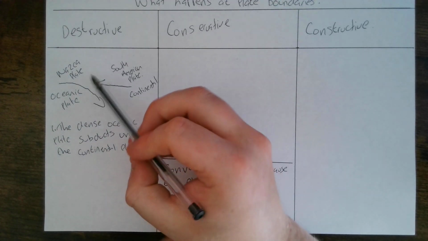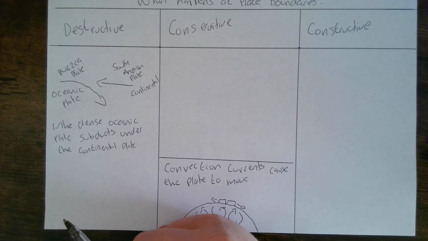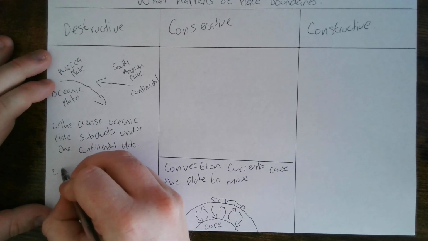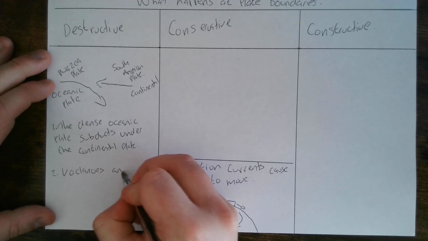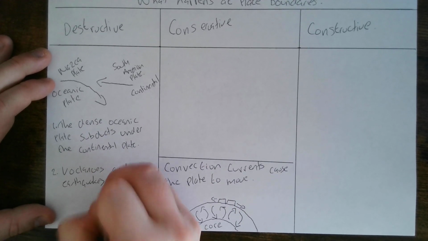And also, as this plate goes underneath this South American plate, you get friction. As the two plates are rubbing together, that creates friction. That friction will lead to quite violent earthquakes as well. So you also get here volcanoes and earthquakes forming. Okay.